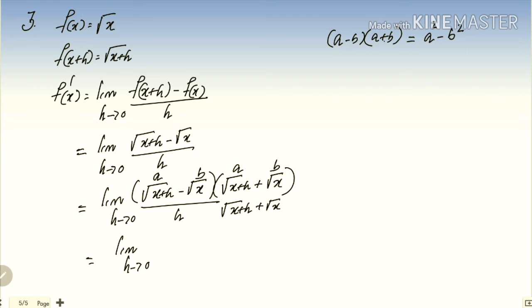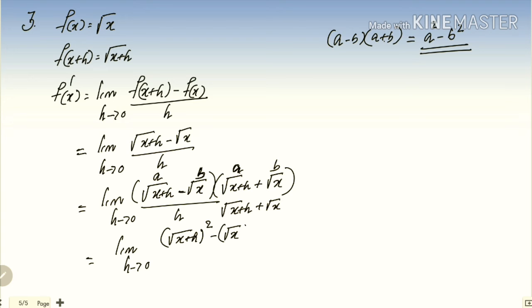So the very same thing, I'm going to use it here. Here a is the square root of x plus h and b is the square root of x. So a minus b, then a plus b. It is going to be what? a squared minus b squared. Since a is the square root of x plus h, a squared is the square root of x plus h whole squared, minus b squared, where b is the square root of x.